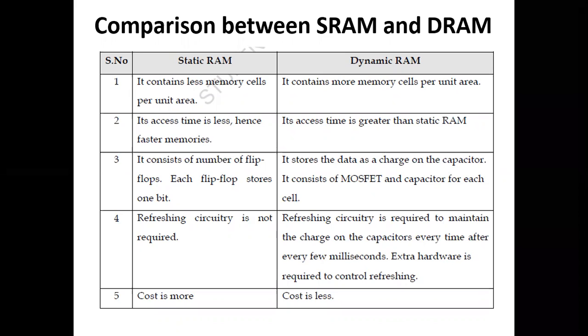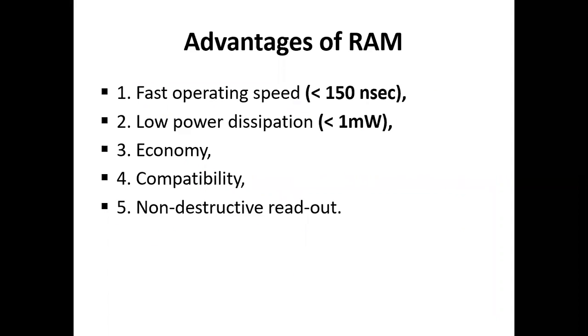Dynamic RAM stores the data as charge on the capacitor. It consists of a MOSFET and a capacitor for each cell. In static RAM, refreshing circuitry is not required. In dynamic RAM, refreshing circuitry is required to maintain the charge on the capacitor after every few milliseconds, and extra hardware is required to control refreshing. Static RAM cost is more and dynamic RAM cost is less. So these are the main comparisons between SRAM and DRAM.